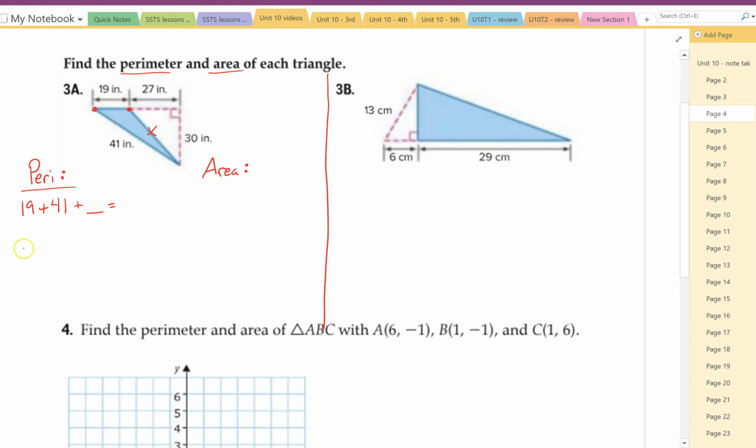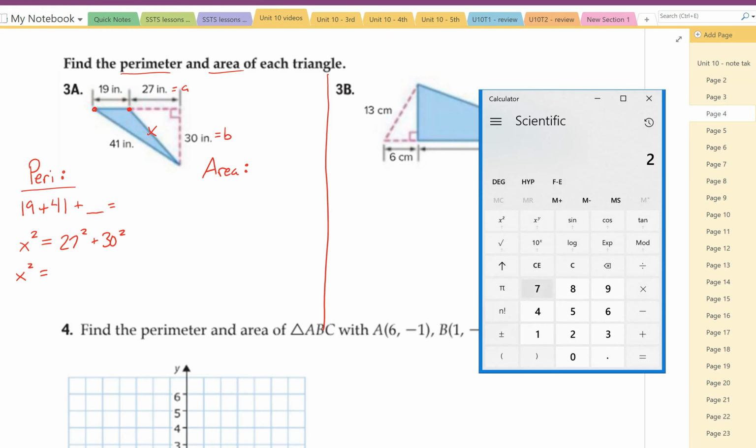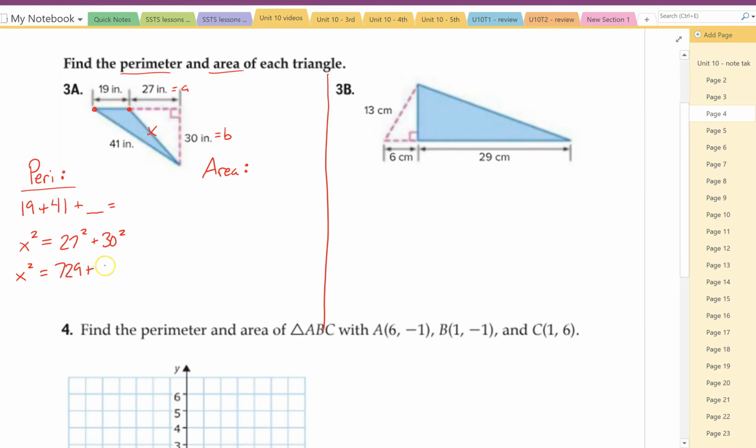Like I said, X is the hypotenuse, so it goes by itself on one side. We can call this one A, we can call this one B. On the other side I'd have 27 squared plus 30 squared. So X squared is equal to 27 squared plus 30 squared. Let's figure out what those are. 27 squared is 729. 30 squared I happen to know is 900. Those two added together would give me 1629. The last thing I need to do is take the square root of both sides.